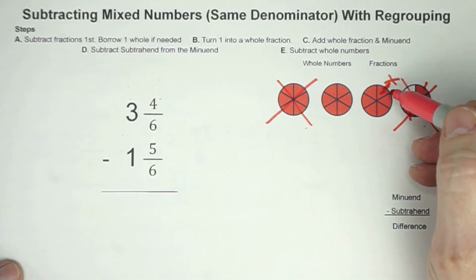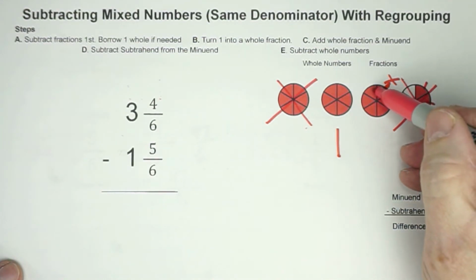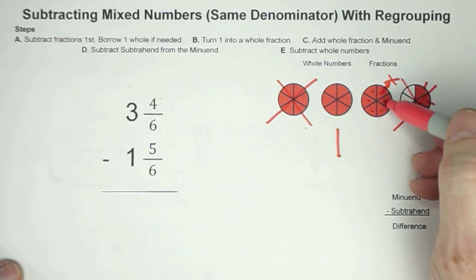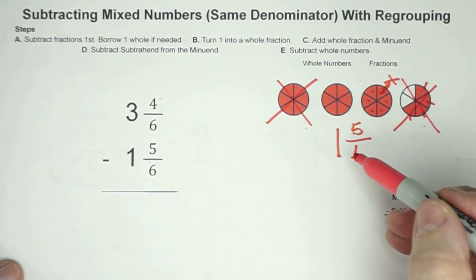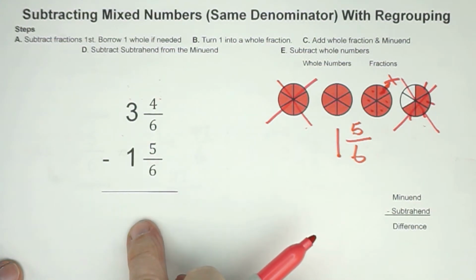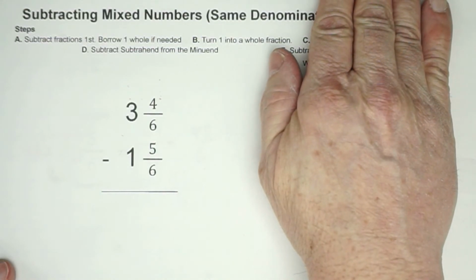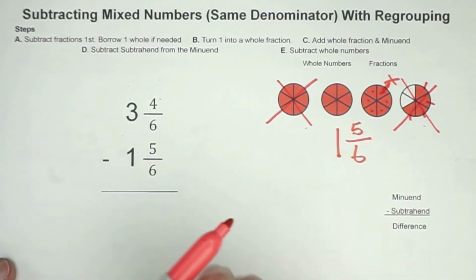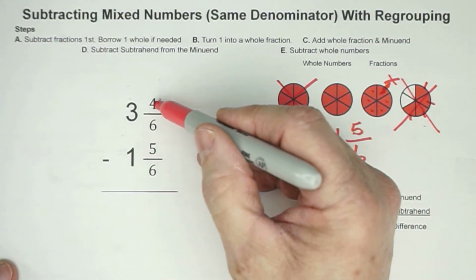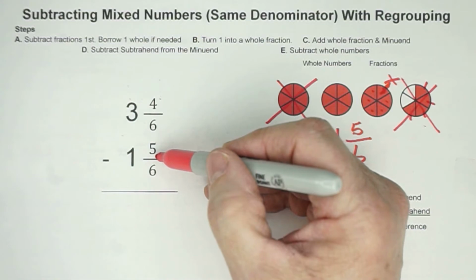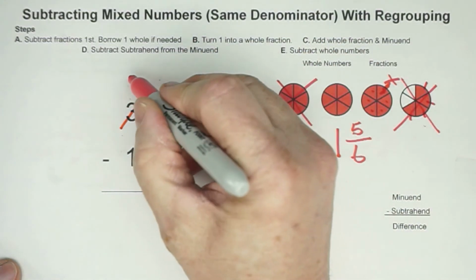I'm using red and red, okay? So this is one whole. And then we would have a total of 1, 2, 3, 4, 5. So our answer would be 1 and 5/6. So we already know what our answer is going to be, but I want to show you how to do that problem if we didn't have models. You need to be able to know that as well. So our first step is to subtract our fractions, and right away I see that 4/6, you can't take 5/6 from 4/6, so we're going to have to regroup, or I called it borrowing when I was young.